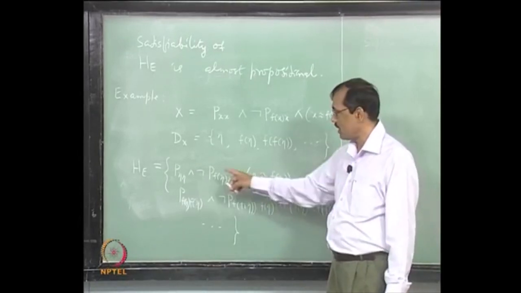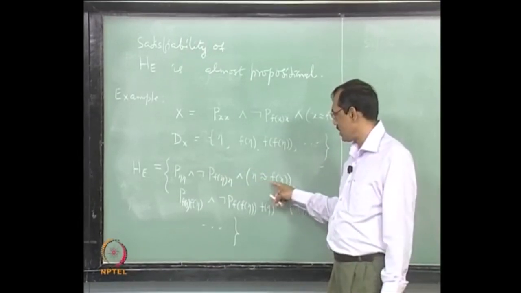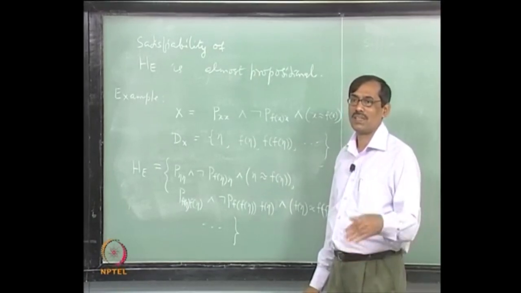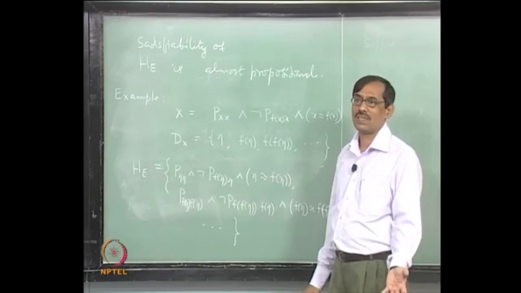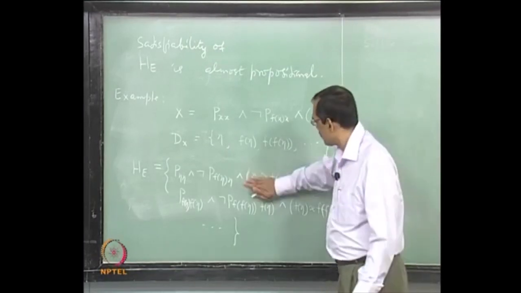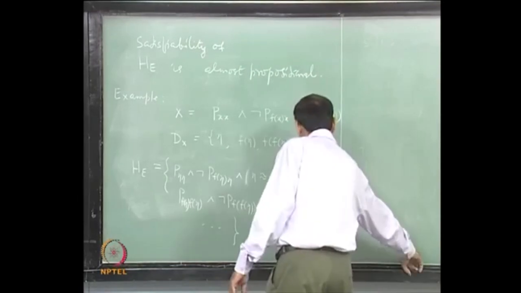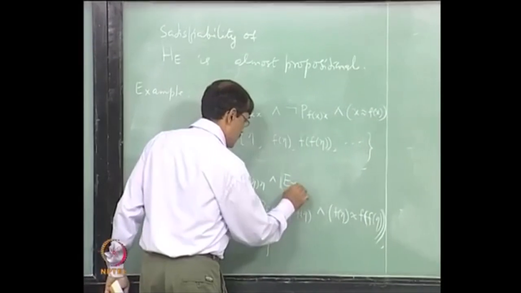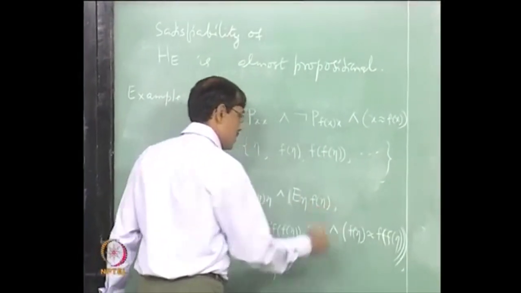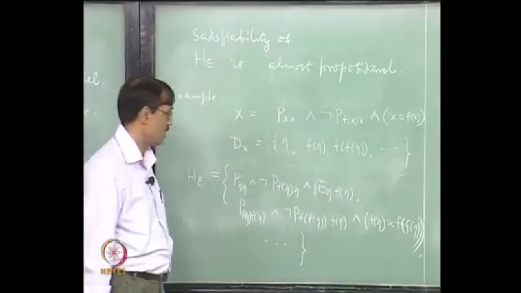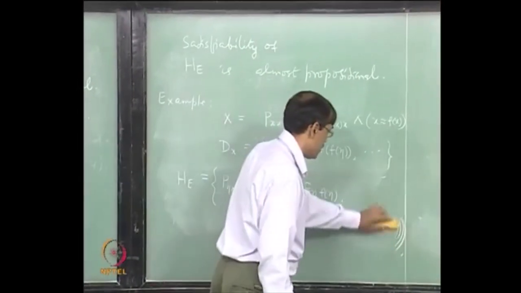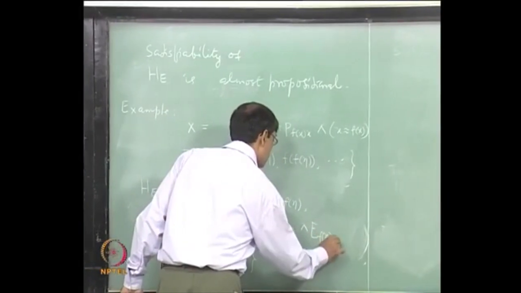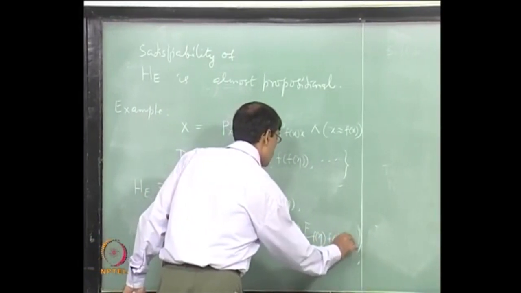Now when you are writing in HE, you will not also write eta equal to f eta, because equal to is not permissible in the expansion, it has to be written as E. So you have to really write it as E eta f of eta. Similarly here also you have to write E f of eta.